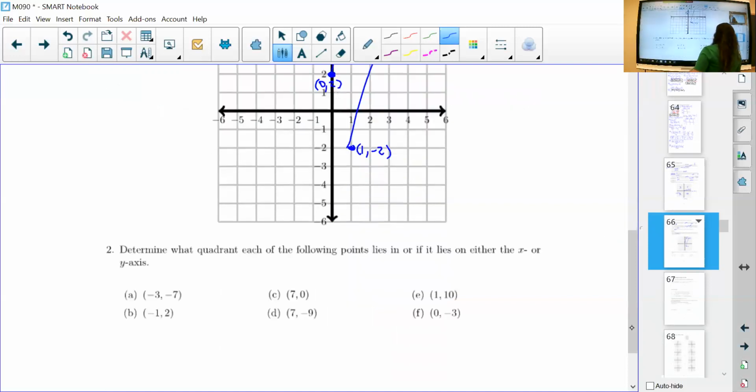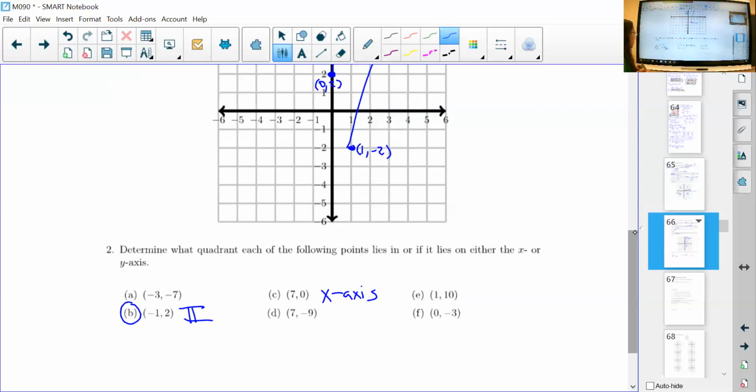And then we'll figure out which quadrant each point is in, or if it's on an axis. So let's start with B, negative 1, comma 2. Well, negative 1, comma 2 is negative 1, up 2, so that's in quadrant 2, 1, 2. 7, 0, so that's saying go along 7 along the x-axis, don't go up or down at all. So it's still on the x-axis, we haven't moved off the x-axis.